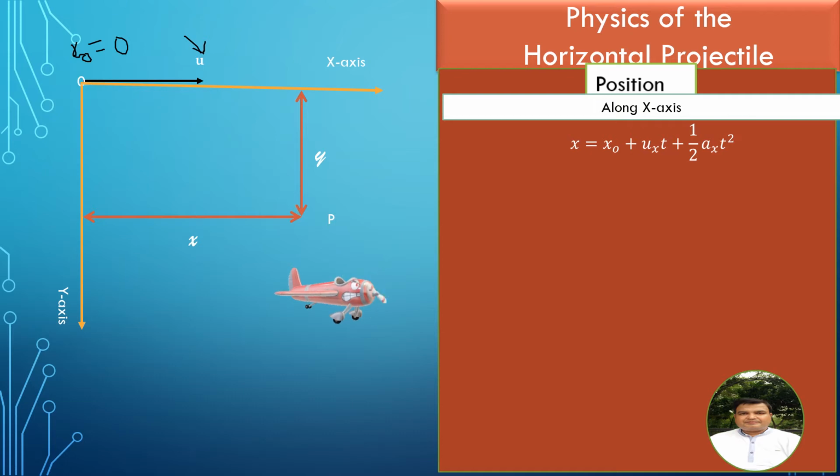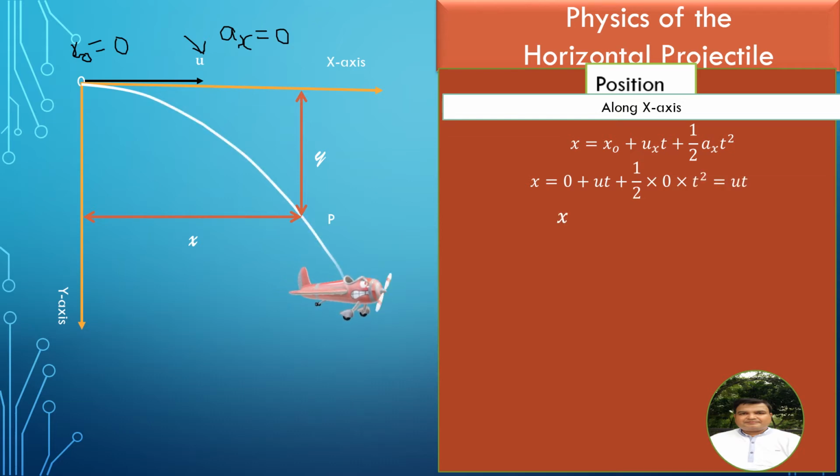As far as a x is concerned, a x along the x-axis, you just check it out, there is no acceleration, only the velocity. That's why a x is nothing but how much? 0. Now we can substitute the values here. x equal to 0 plus u t plus half 0 multiplied by t square. What we are getting? u t only, means x equal to u t or t equal to x by u. We can say this is the first equation.